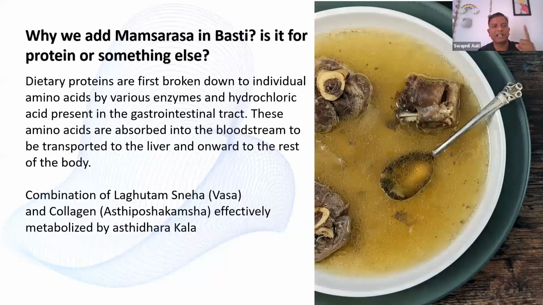Now, one important and last point I have to mention here is Mansarasa. Mansarasa is added in the Basti. So what is the purpose? Generally, we think that Mansarasa is added in the Basti to give protein to the body. So is it possible that protein gets absorbed from the colon? Not at all. Because whenever protein is coming from outside, it has to be broken down into amino acids, and for that hydrochloric acid is required.